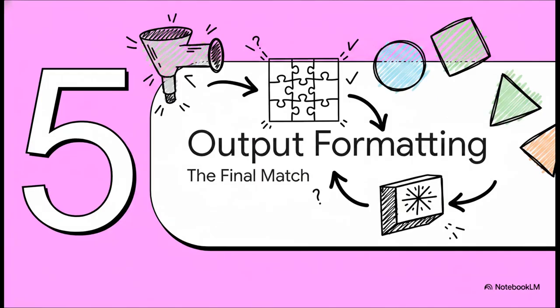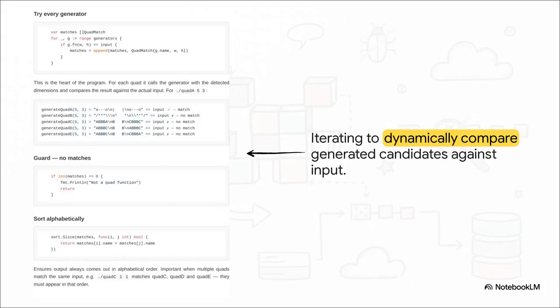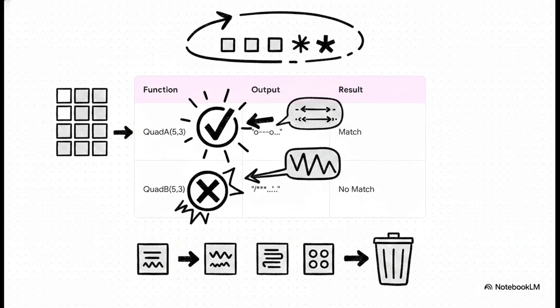Which leads us perfectly into Section 5, Evaluation and Output Formatting. Let's see how that incoming input pipe finally meets our generated candidates to produce the final match. In just one single elegant loop, the application iterates over that generator array we just talked about. It calls each generator function pointer using the validated dimensions we captured way earlier. And then it directly compares the newly generated string to the original piped input string. If they're a match, it simply appends a quad match struct, which contains the name and dimensions, straight into a matches array.